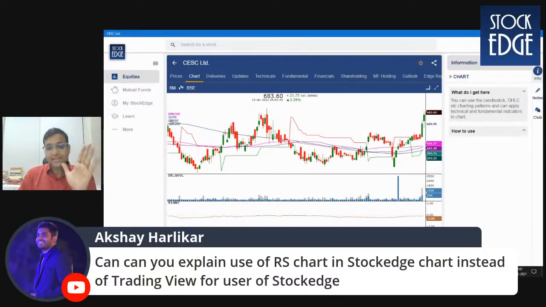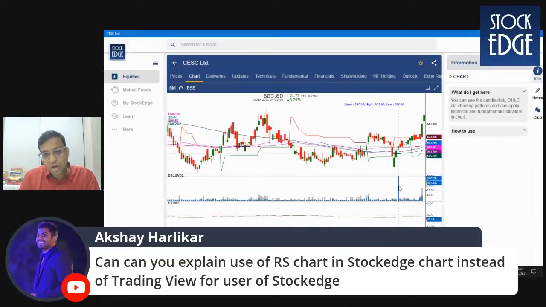But my RS study says that unless this stock shows an upward trend in RS or starts going above zero, I will not have conviction to build a large long position in this stock. I can build a small position, 5 lakh, 10 lakh of CSC, and hold it. But will I buy 25 lakh, 50 lakh of CSC? No, I will not buy until I get RS strength.